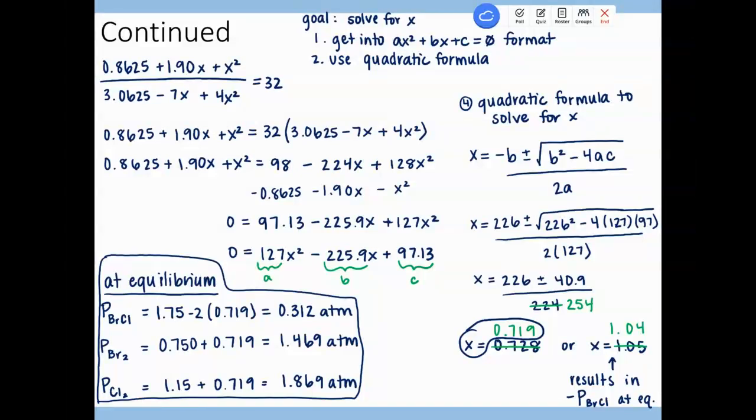If a question like this was on the exam, would the quadratic formula be needed? Yeah, it would.